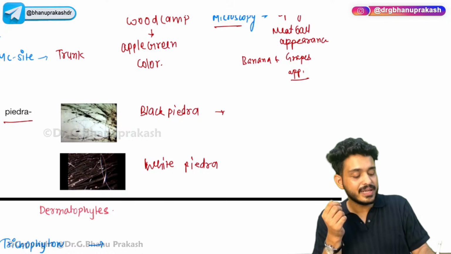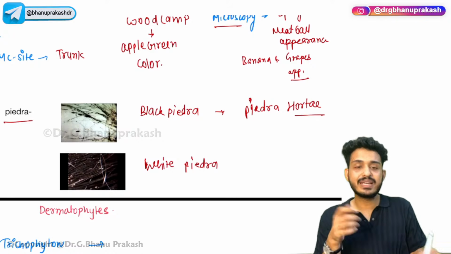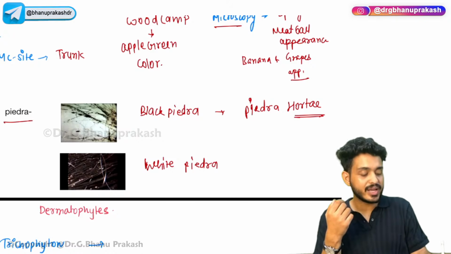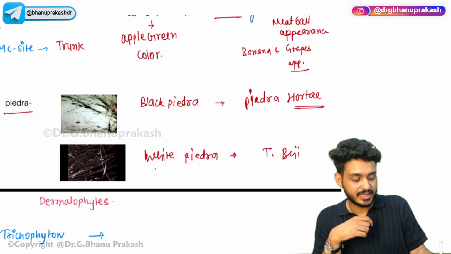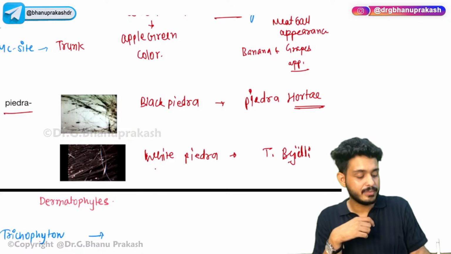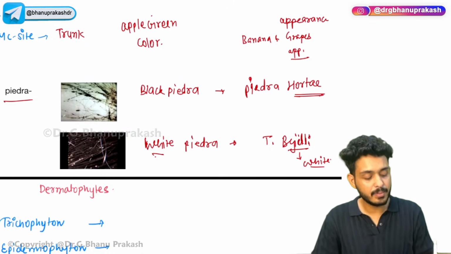Black Piedra is due to Piedraia hortae. Just remember, whenever we are wearing black, we look hot. So hortae is due to black Piedra, and white Piedra is due to Trichosporon beigelii. That is beigelii, bijli. Bijli in Hindi means light. Light is white. So that is your white Piedra, that is your black Piedra.